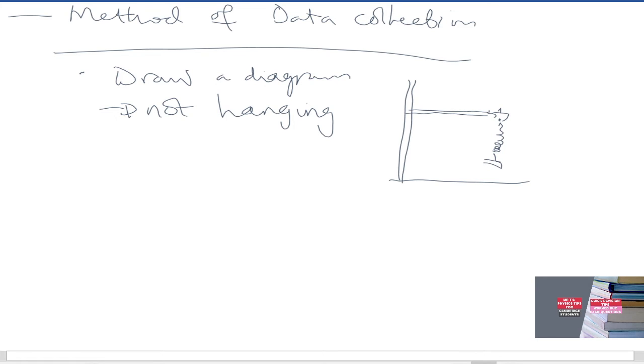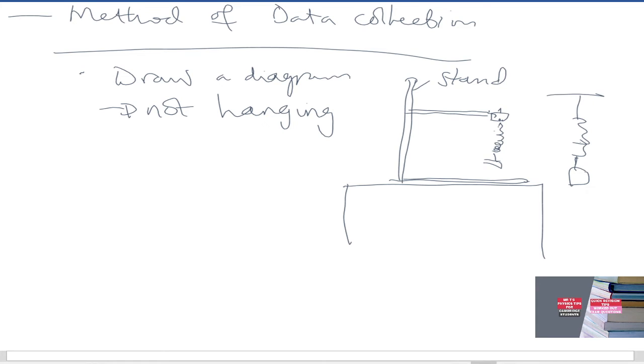So that is your retort stand, and it is on a bench. So make sure that you label this as your stand. You don't draw the mass spring system in the air, just drawing the spring and then the mass. This diagram is not allowed. You are not given any mark on this diagram.